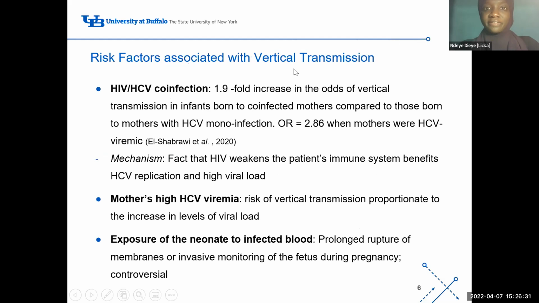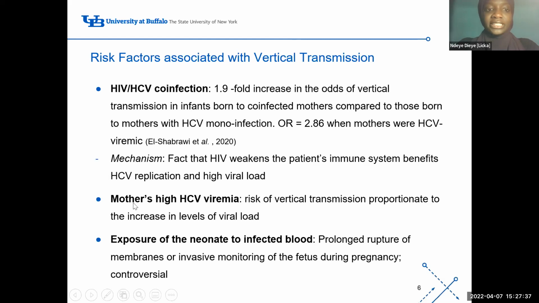About the risk factors associated with vertical transmission, studies have identified some risk factors associated with an increased likelihood of vertical transmission. The first one is maternal HIV-HCV co-infection. A study conducted in 2020 showed a 1.94 increase in the odds of vertical transmission in infants born to women with co-infection compared to infants born to women with only HCV infection. This odds ratio increased to 2.86 when mothers were HCV viremic. The mechanism behind this risk factor is that HIV weakens the immune system of the mother, which benefits HCV replication and high viral load.